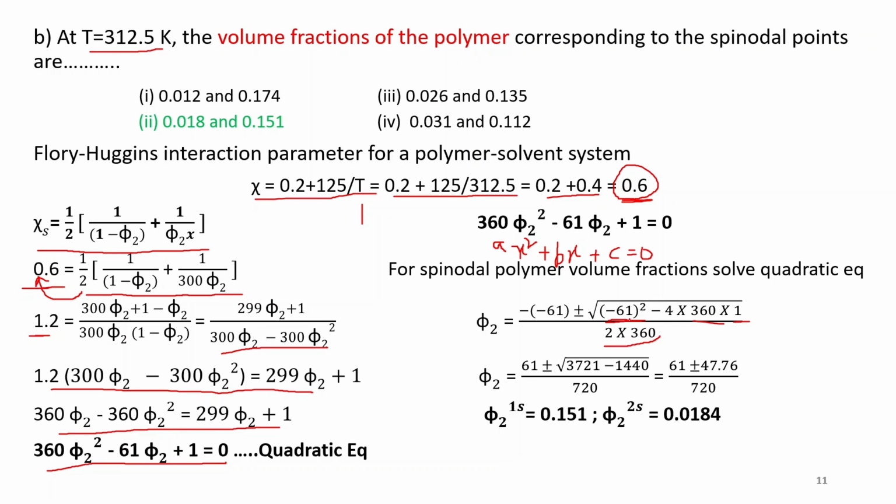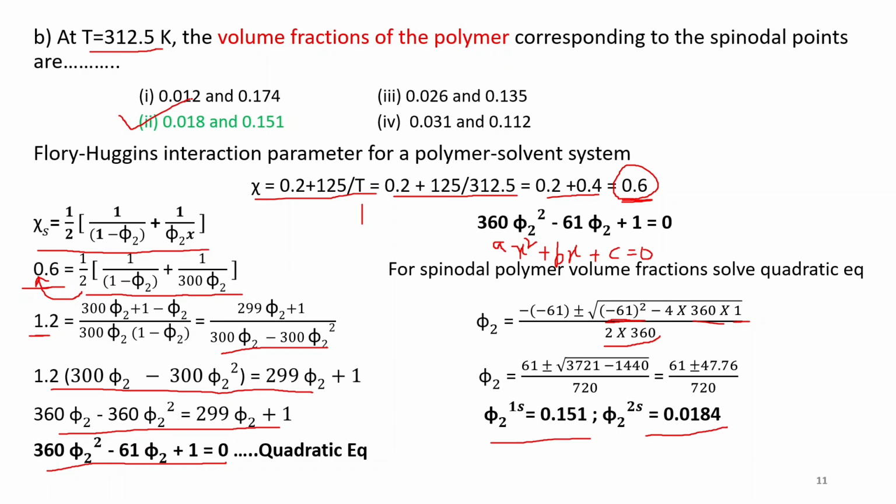So by calculating this, we get two roots as 0.151 and the second is 0.0184. So we get these two volume fractions at the spinodal points. This is similar to option number two, which is 0.018 and 0.151. So we get this.